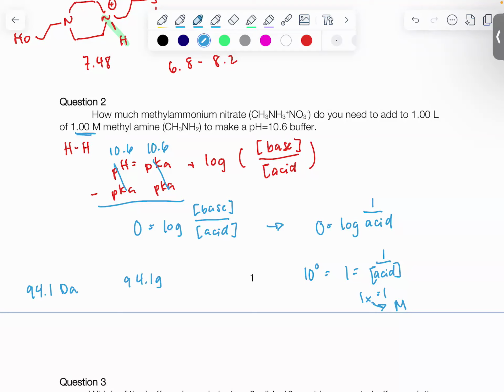How did you know to put the 1 into the base of the acid? Where did you get the 1 from? So the 1 is from our molarity here. And this part is nitric acid, so this is our acid. We're looking for how many moles of the acid. The other part is the conjugate base.